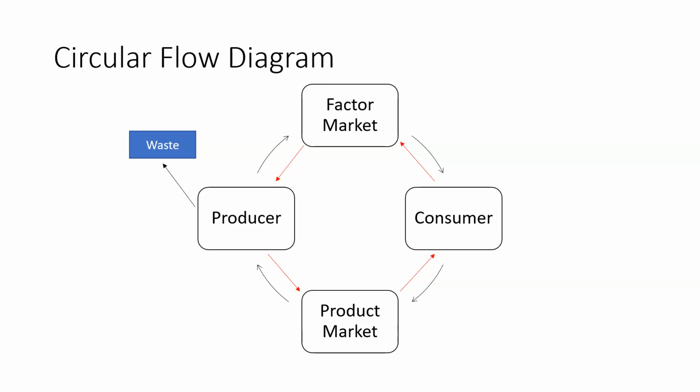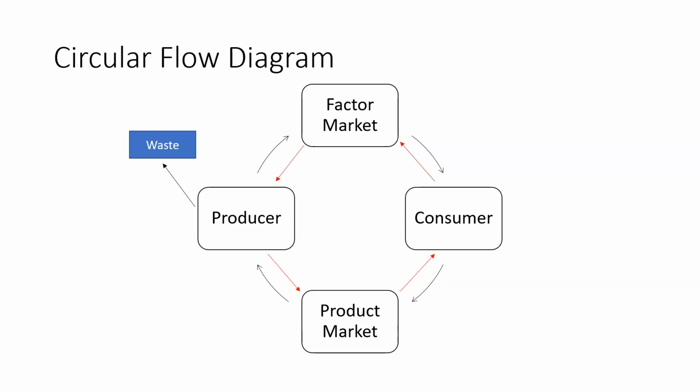And this is a very simplified model. We'll come back to this and add things to it later on. But right now, what we're looking at is a very simple model where there are only two players in the market. There are producers and there are consumers. These two players meet in two different markets. Keep in mind that a market is simply a place where buyers and sellers come together, right?